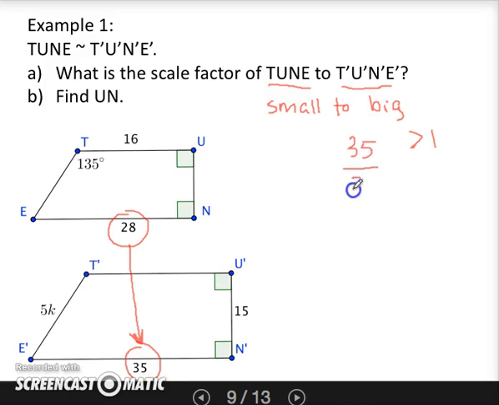over the smaller number. And then I'm going to simplify this fraction by realizing that 7 goes into both of these numbers. 7 goes into 35 5 times. 7 goes into 28 4 times. So I have 5 over 4 as my scale factor.